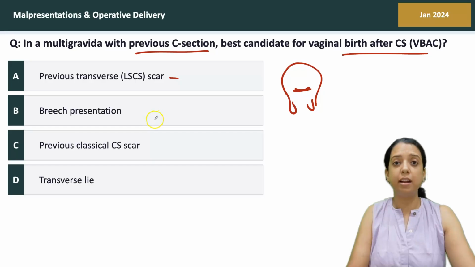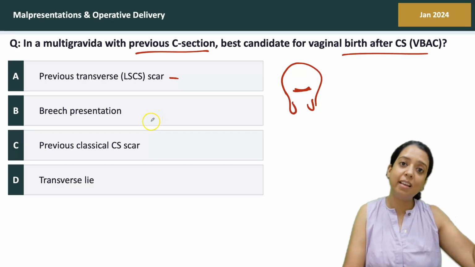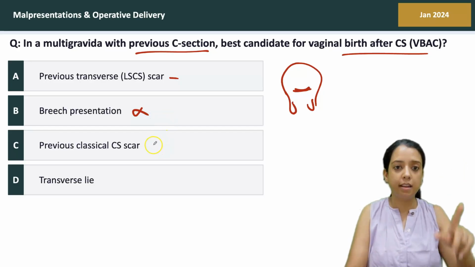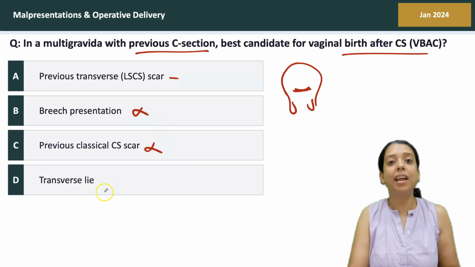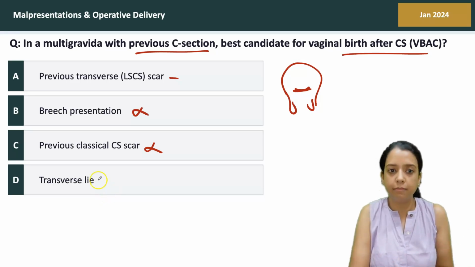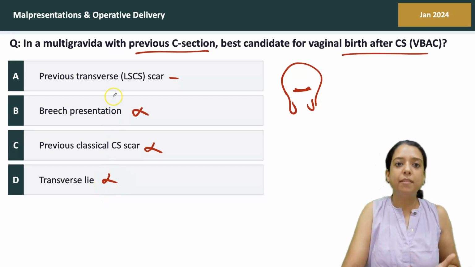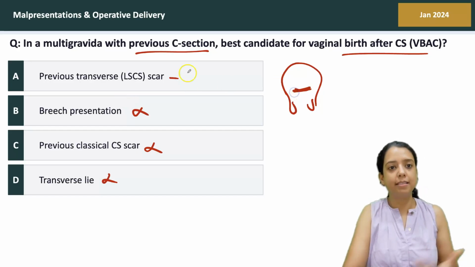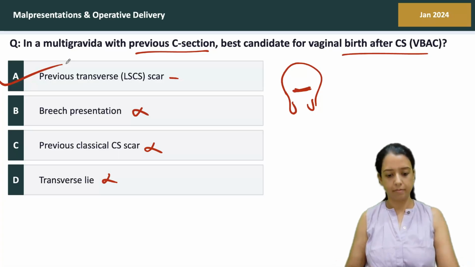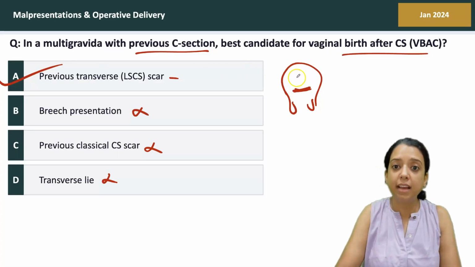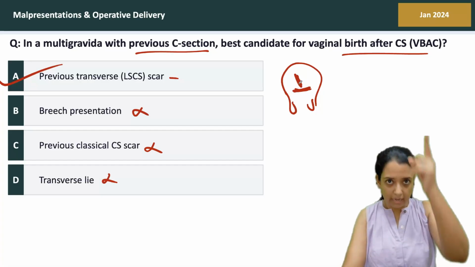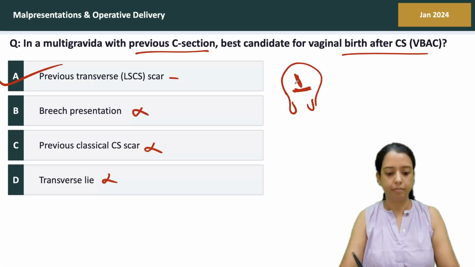Breech: can I try vaginal delivery? Previous cesarean, now breech. Can I try? No. Previous classical cesarean, no. Transverse lie: the baby is in transverse lie. Can I deliver that baby vaginally? No. Previous transverse scar? Yes, that's a normal scar. Previous vertical scar? No, vertical scar means classical. Classical scar is vertical.